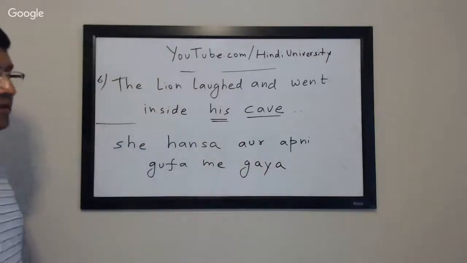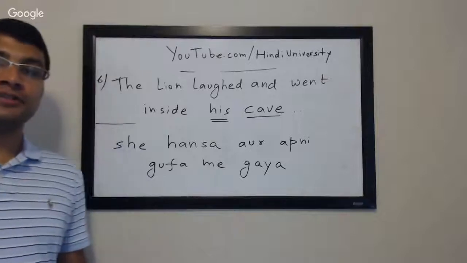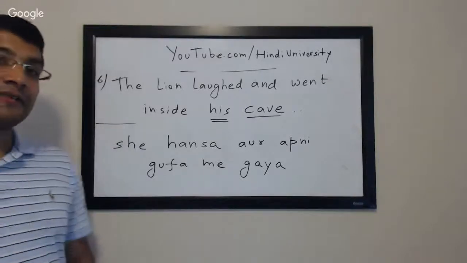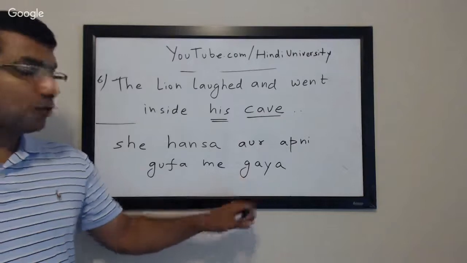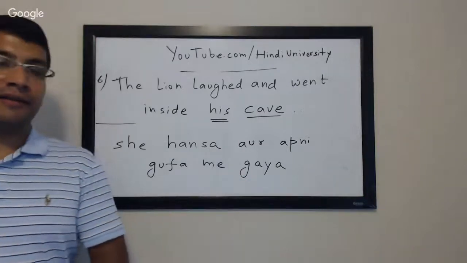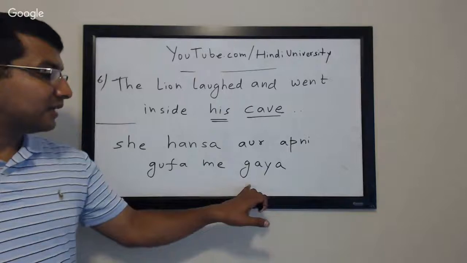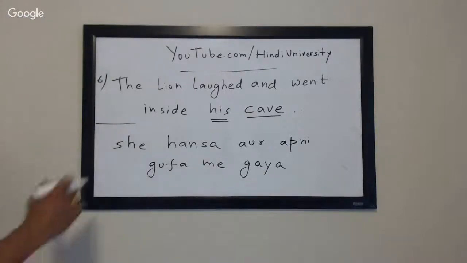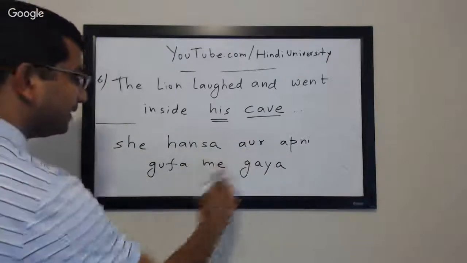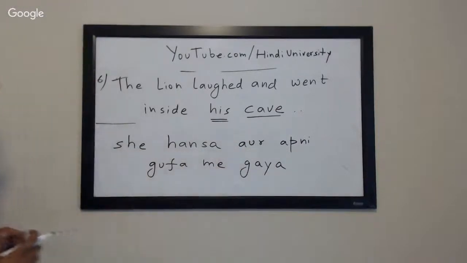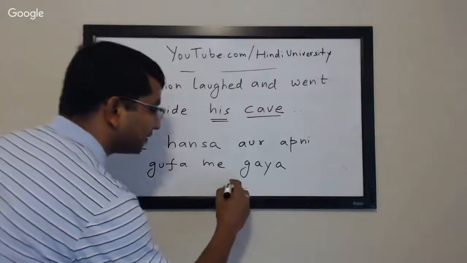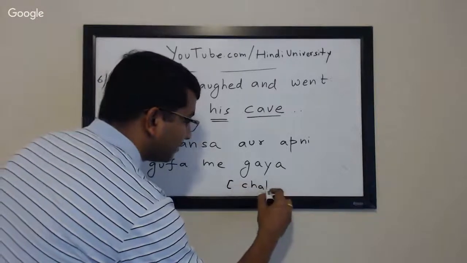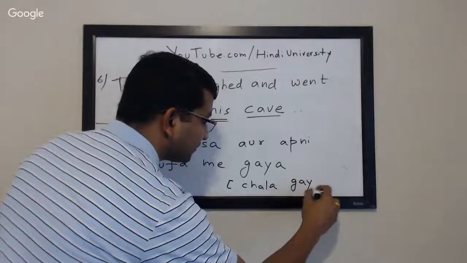Okay, it's an irregular verb. Remember, they don't follow the pattern, like English. So go, in English also, it's go, went, and then gone, right? So similarly, jana is to go, gaya is the past form. So as you mentioned, sher hasa aur apni gufa mein gaya. Or you can also say, chala gaya. Either way is fine. You can say that as well.